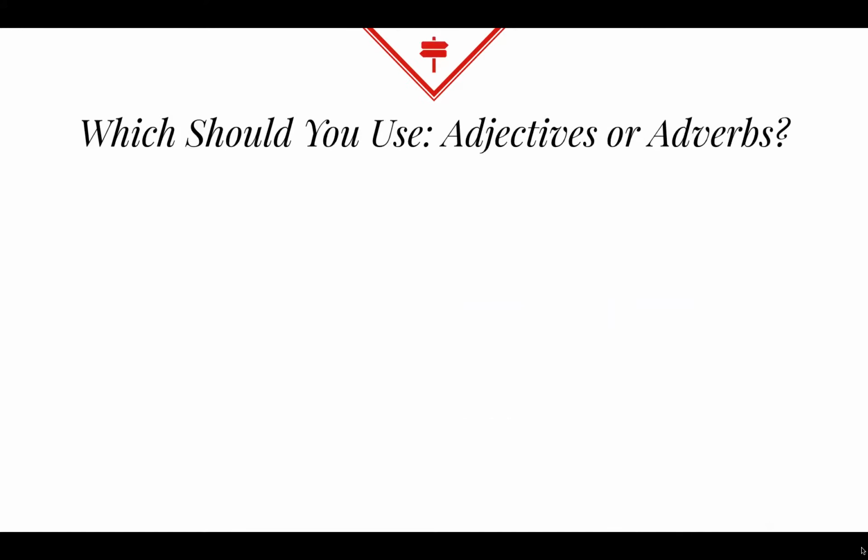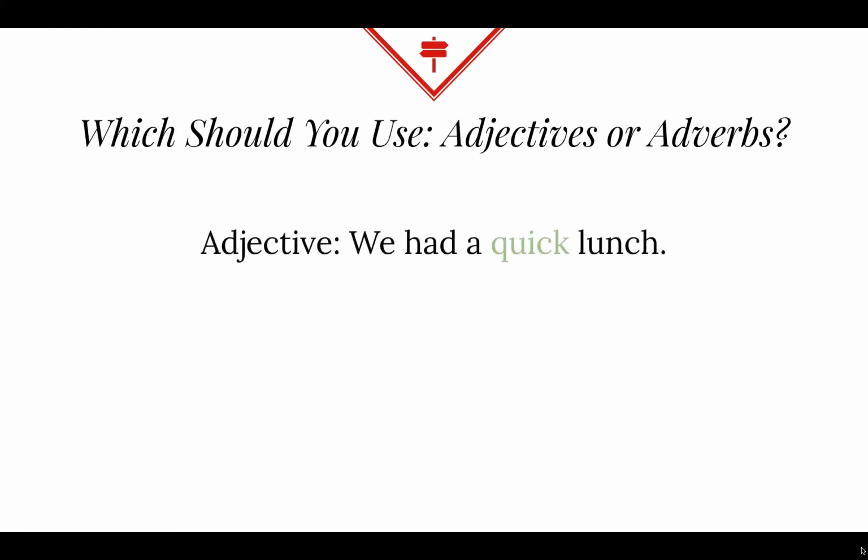Which should you use, adjectives or adverbs? When writing, people often have a choice in wording a sentence to use either an adjective or an adverb. Adjective: we had a quick lunch. Adverb: we ate lunch quickly. So how do you choose when to use an adjective and when to use an adverb? One way to choose is simply to figure out whether the word you want to modify is a noun or a verb. In the first sentence, you are describing the lunch. In the second sentence, you are describing the manner of eating.